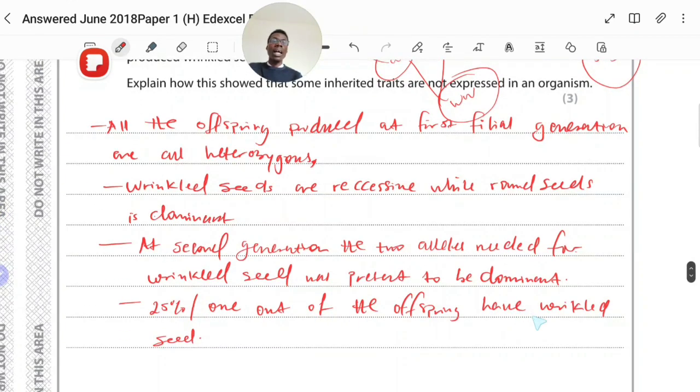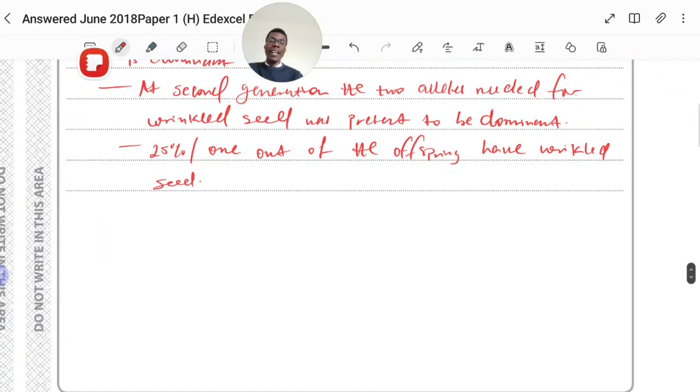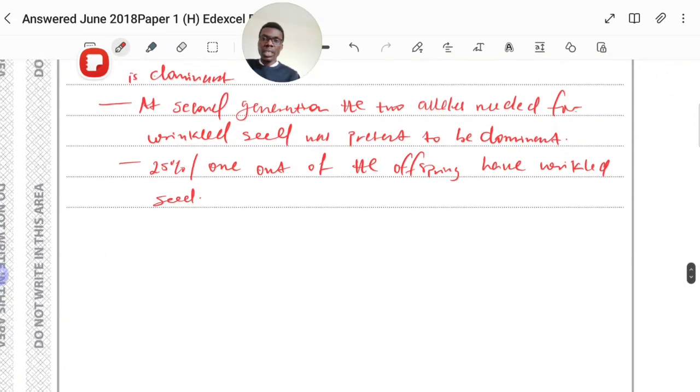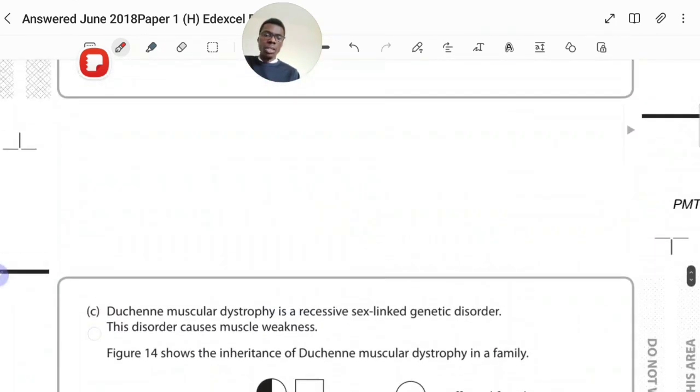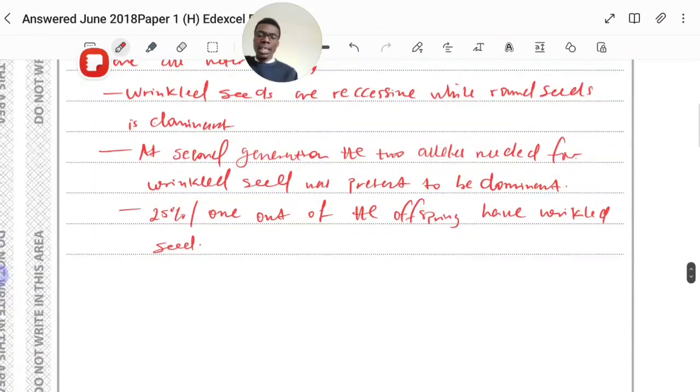So 75% of the offspring have round seed, and 25% have wrinkle seed. If I cross that for you here, that would take our time, really. I don't want to do that. I hope you understand. But let me try to do it real quick. The other question, okay, so it doesn't talk about it. Let me try and do that here real quick.